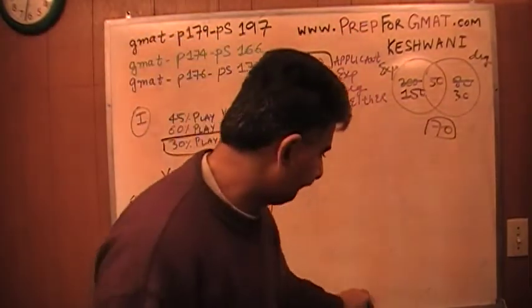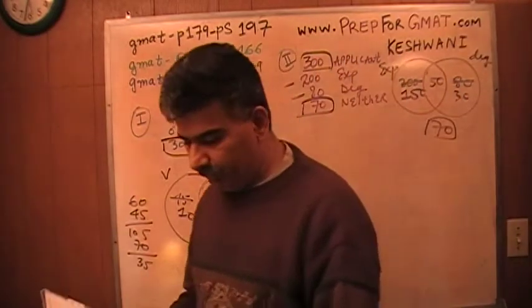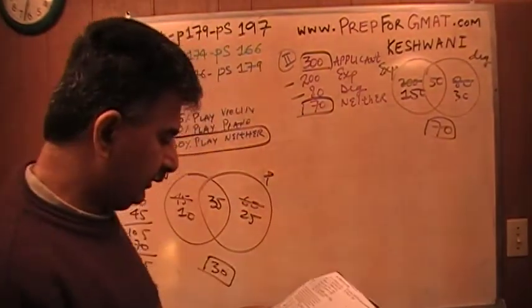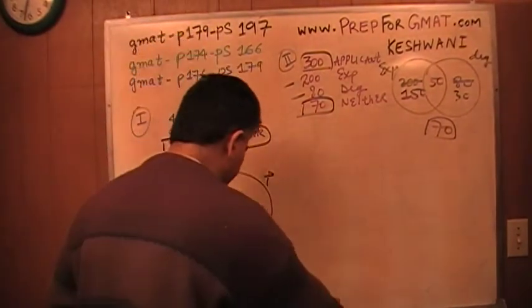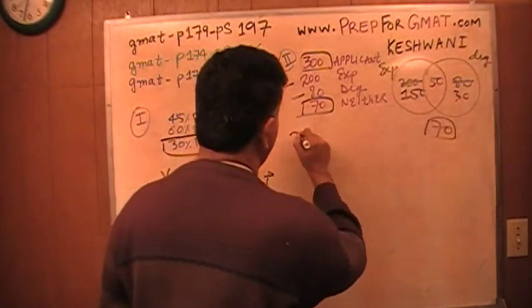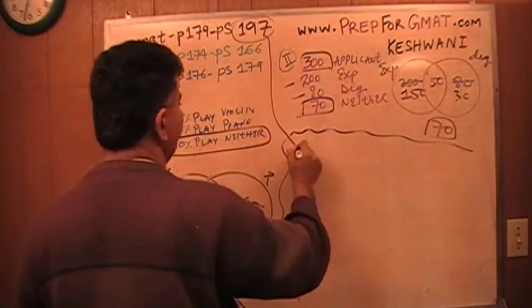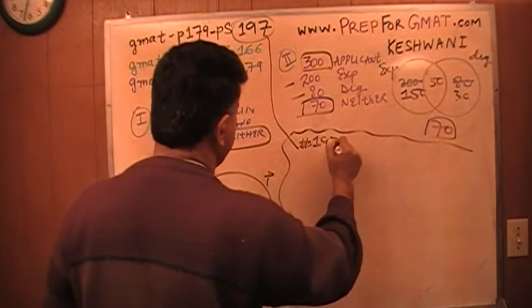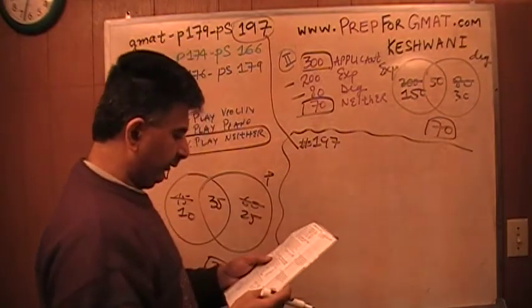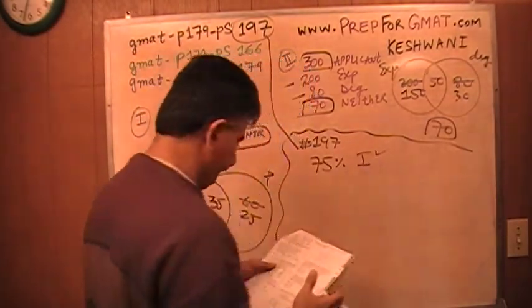Let's take a look at this problem. It says 75% of people in the class answered the first question correctly. Alright, so I'm going to make a note here. So I'm actually solving the problem now. This is problem number 197. I'm solving it here. 75% of the class answered the first question correctly.